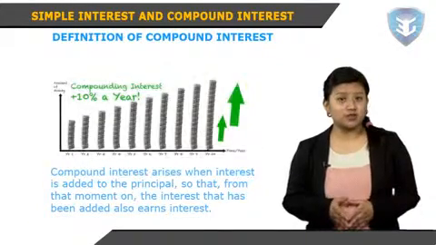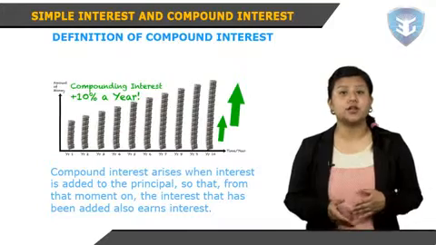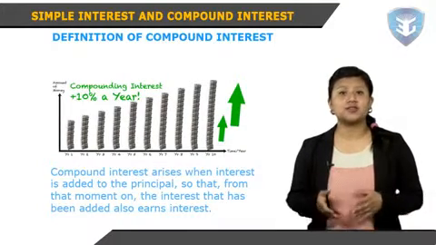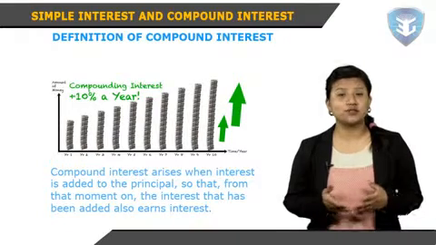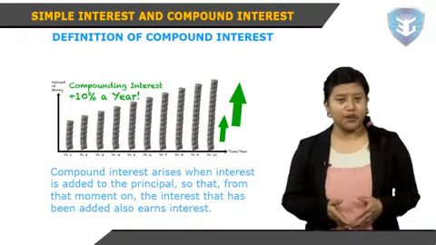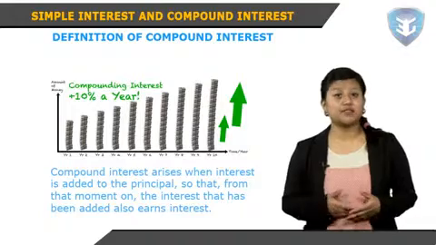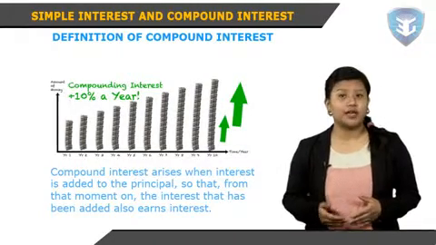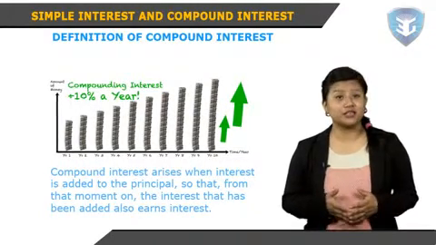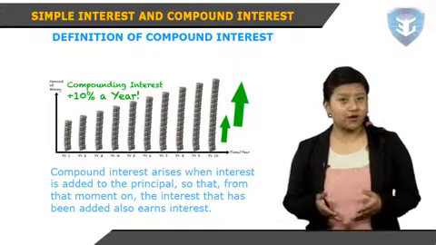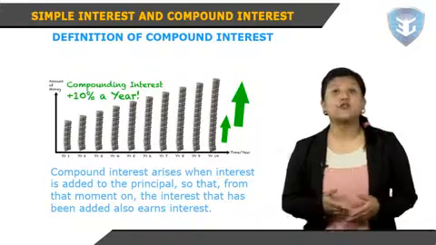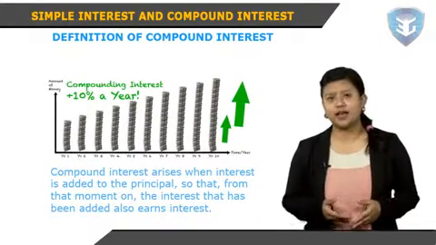Compound interest arises when interest is added to the principal, so that from that moment on the interest that has been added also earns interest. This addition of interest to the principal is called compounding. A bank account, for example, may have its interest compounded every year. In this case, an account with 1,000 initial principal and 20% interest per year would have a balance of 1,200 at the end of the first year, 1,440 at the end of the second year, and so on.